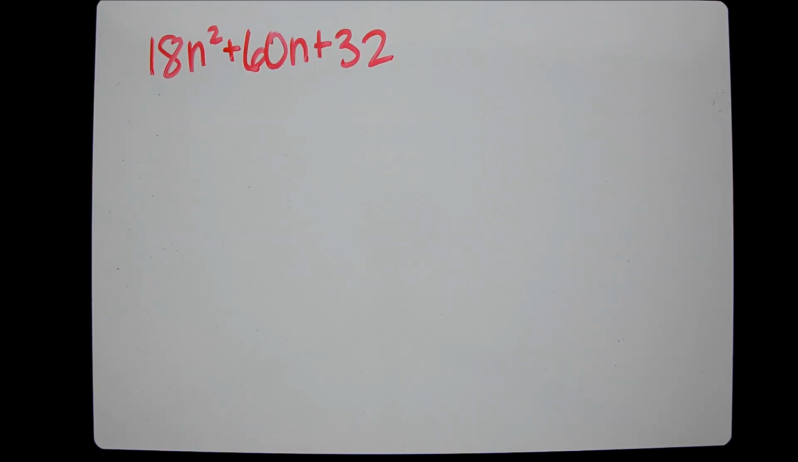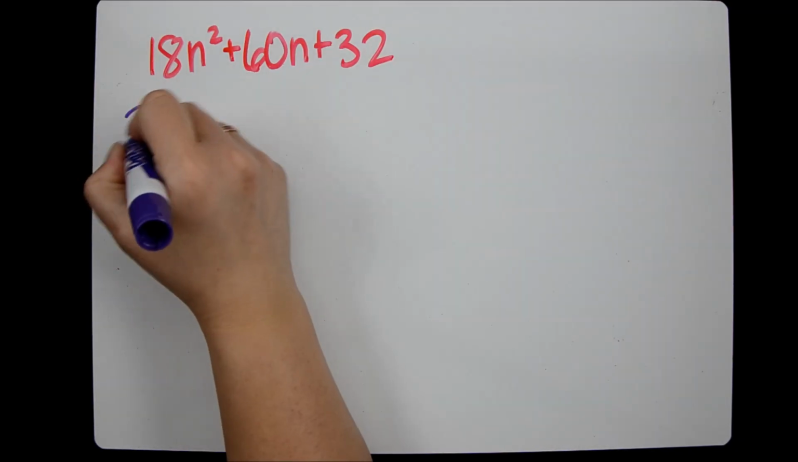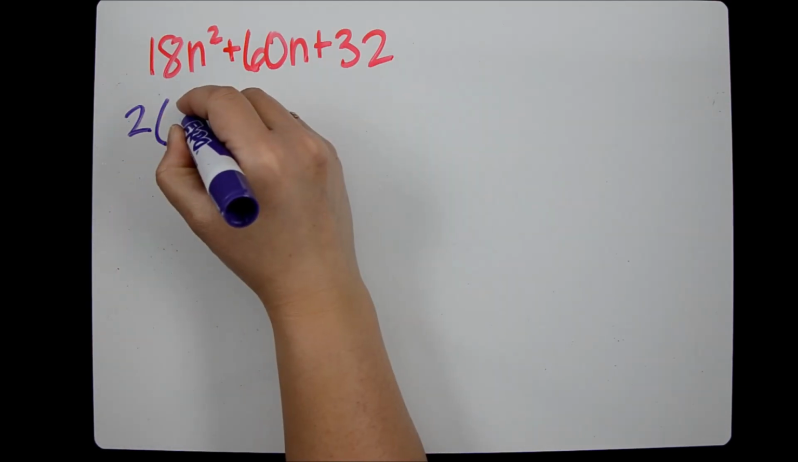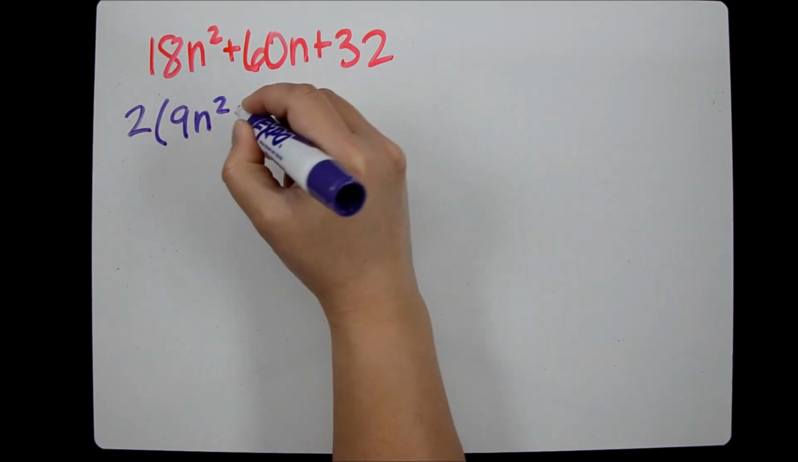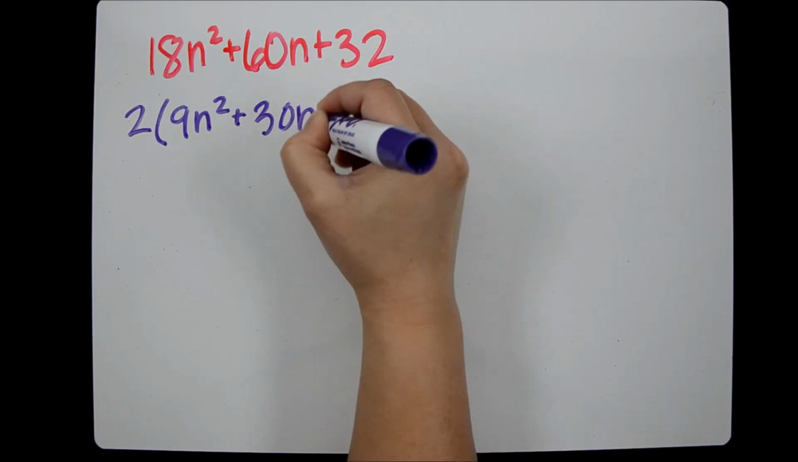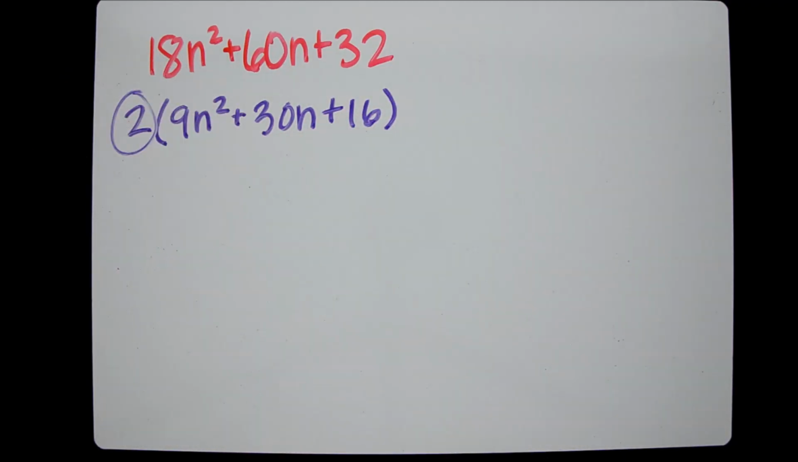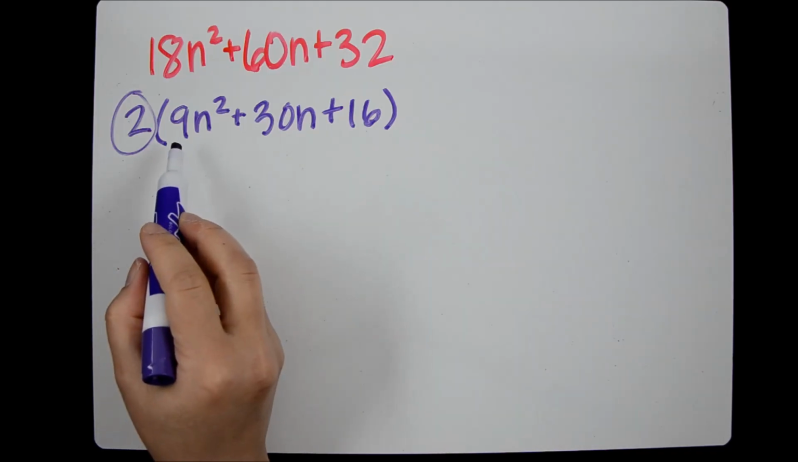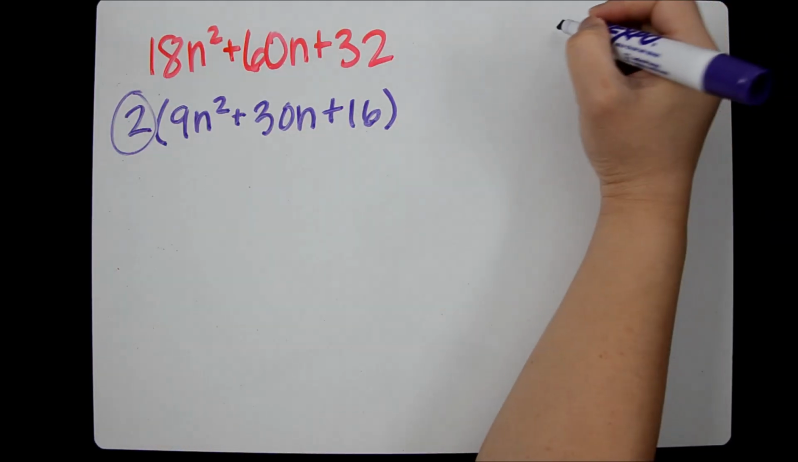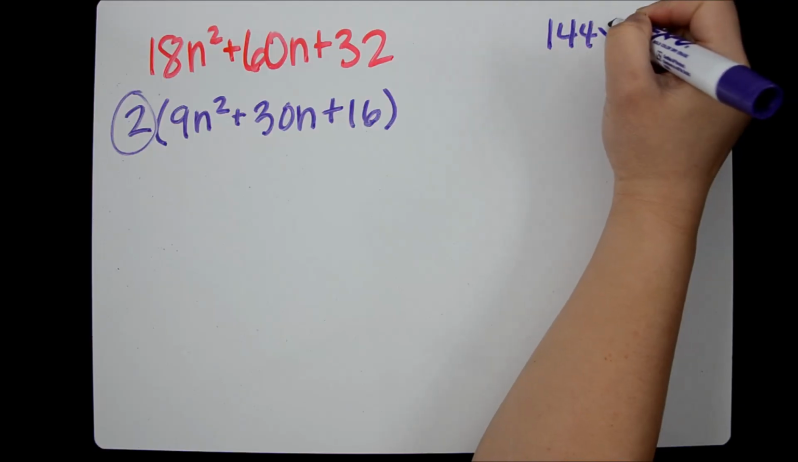So here, our greatest common factor is 2. So we're going to go ahead and divide that out of the trinomial. We're left with 9n squared plus 30n plus 16. I'm just going to circle the GCF so I don't forget to include that as a part of our answer. Now we're going to multiply the first and the last term together.